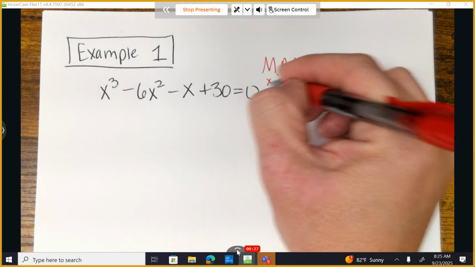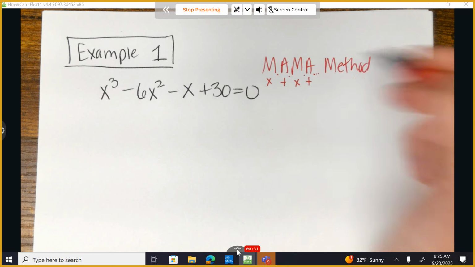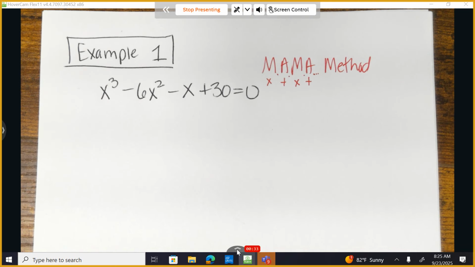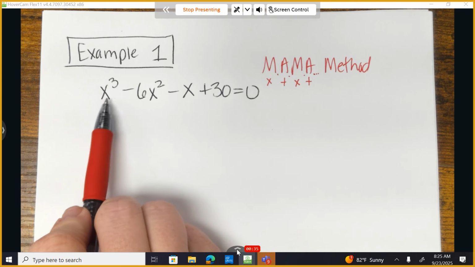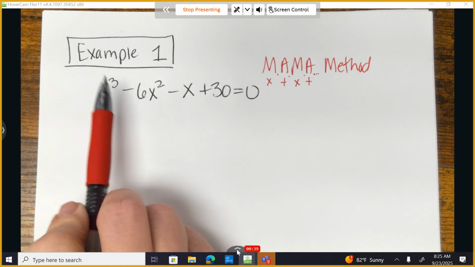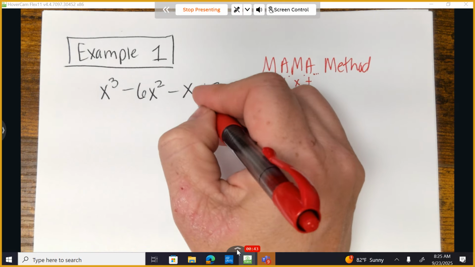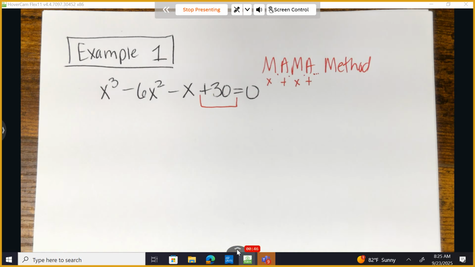M is going to say multiply, followed by add. Always multiply, add, and it continues on in that order until we finish up. The very first thing we're going to do is make sure that we write this in standard form if it's not currently in standard form. That means the highest exponent on the variable all the way down to the lowest. Then please go to the constant, and we're going to come up with all of the factors in this particular case of 30.